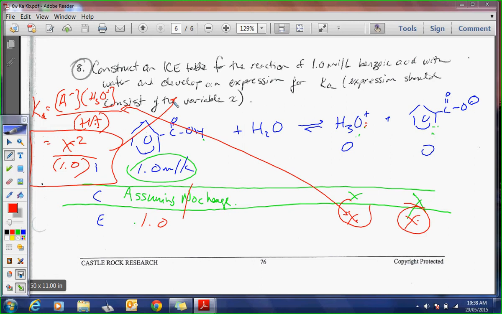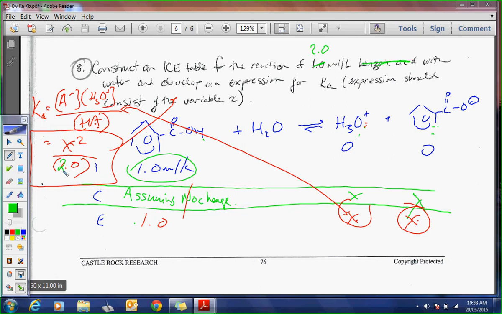Yes, Rachel? So if you had a different original concentration of your acid, like if you had 2, you just have to put the X squared over 2 or whatever? Correct. So Rachel's saying, what if they said ice table for another weak acid, 2 moles per liter, develop the expression? It would be 2 moles per liter, X squared divided by 2.